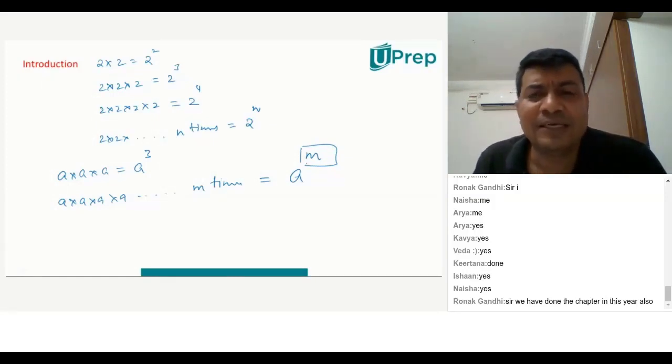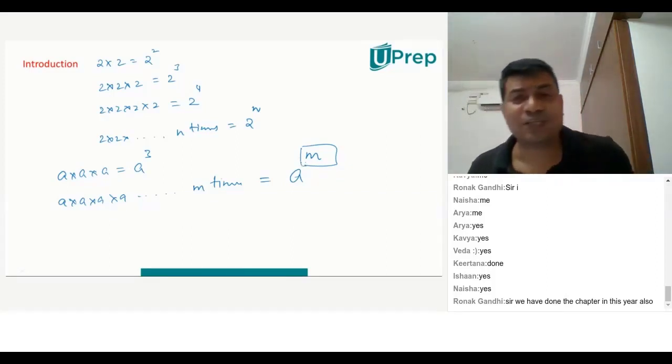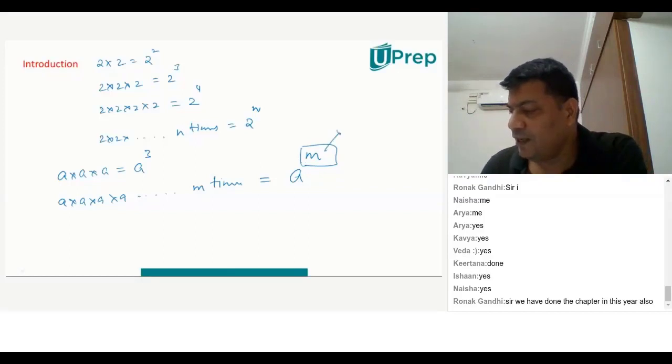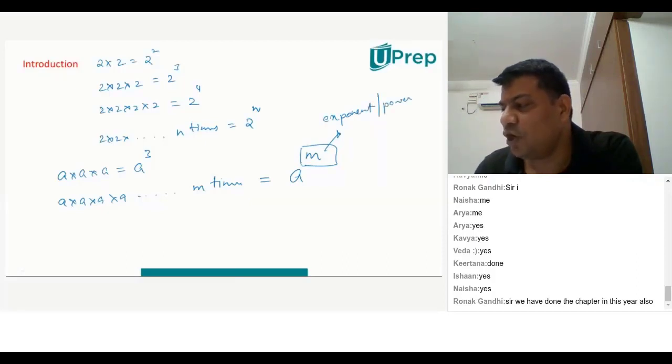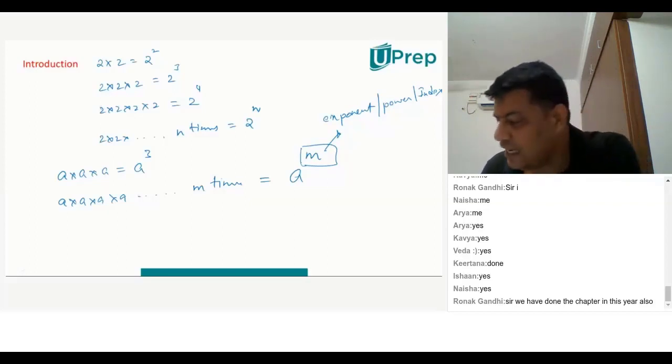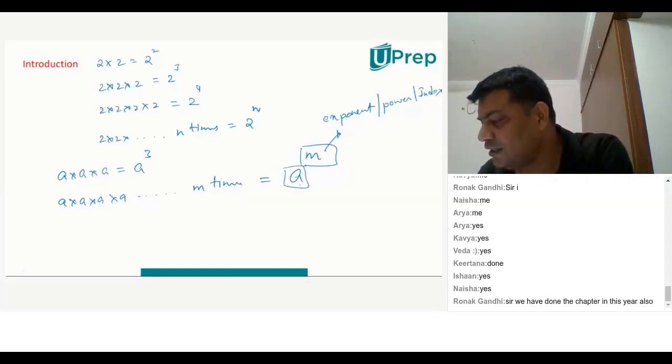A to the power of m is a standard notation and the standard way in which most Indians use it. If your textbooks use it in a different way, it's absolutely up to you how you want to say it. I'll be using a to the power of m. So m here is known as the exponent. It's also known as power, and also as index. People use these in different ways. They call it exponent, power or index, and this is called the base.